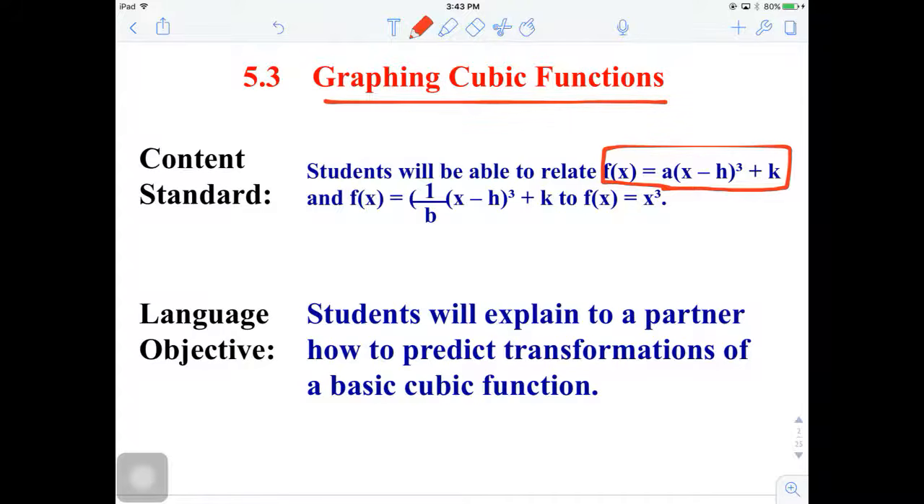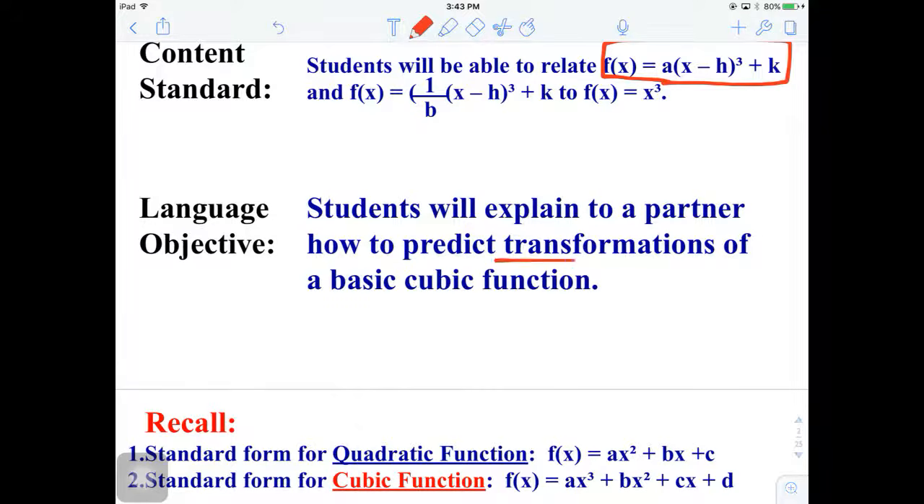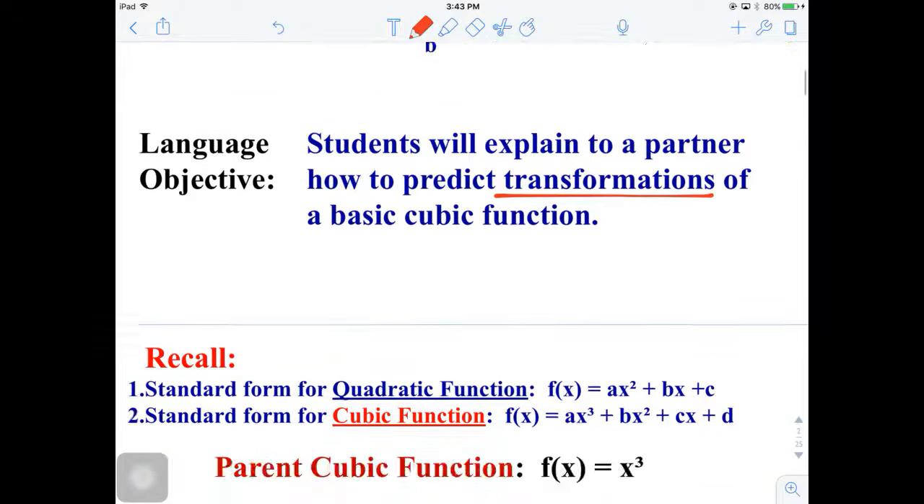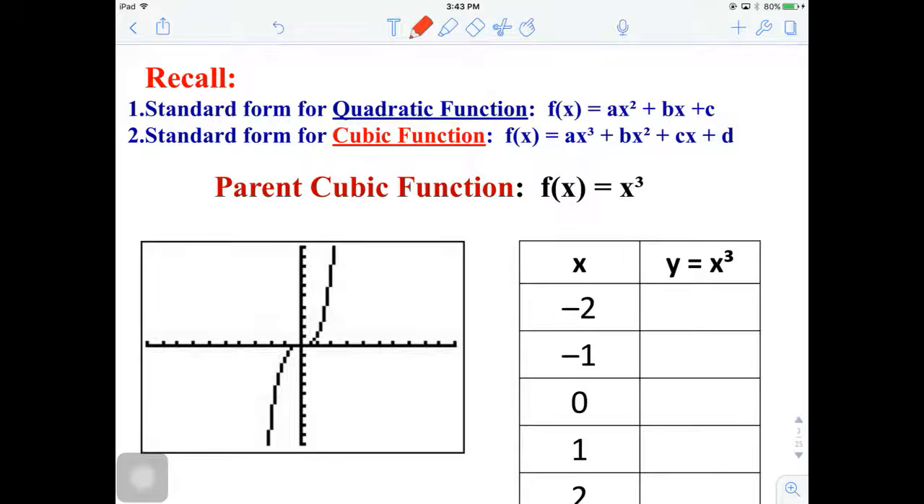It looks exactly the same as the quadratic one, except that it has a cubic instead of a square. We will be looking at transformations and predicting transformations according to the way the function is given. Here is some recall information. We recall that the standard form of a quadratic equation is f of x equals ax squared plus bx plus c. And then the standard cubic function is this one right here.